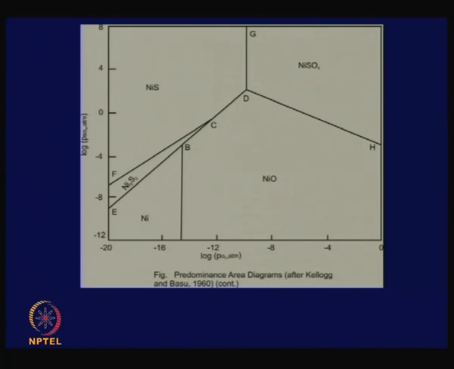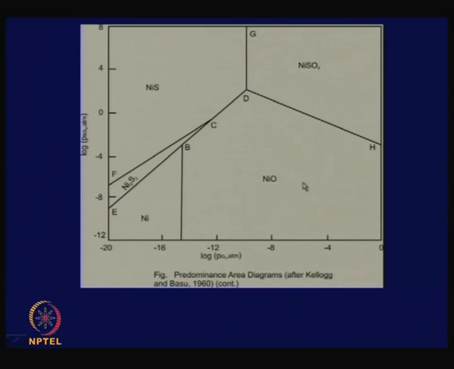People have been able to draw, using thermodynamic data, diagrams called predominance area diagrams. Now, predominance area diagrams show us that at a particular temperature, for different values of PO2 and PSO2, what are the phases that are present. This will be for a particular temperature, which means that we can have this phase for a variety of combinations of partial pressure of oxygen and partial pressure of SO2.